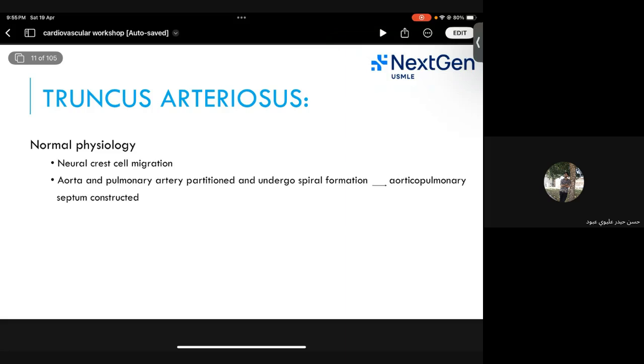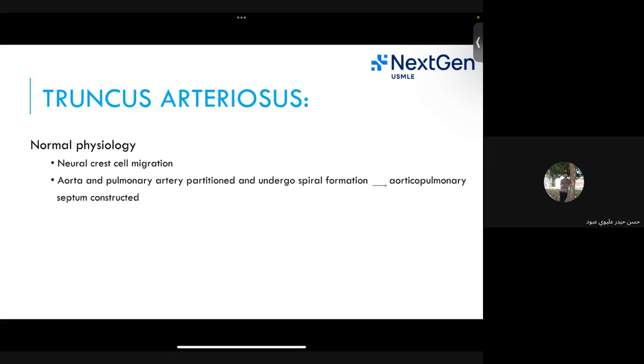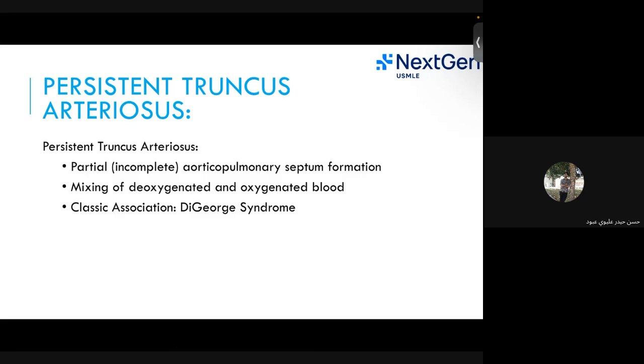So the normal physiology: we know that neural crest cells are going to migrate. Normally your neural crest cells are going to form your endocardial cushions, and right after that, the endocardial cushion is going to give rise to your septum, right? And after this septum formation, we are going to have spiraling. So if the septum at first does not form, it's going to end in a condition called persistent truncus arteriosus. That is a single vessel arising from both of your ventricles.